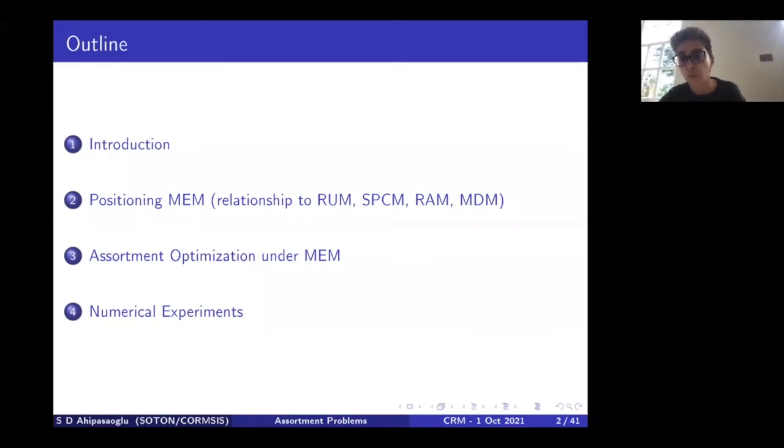And then I will define the assortment optimization problem under this particular choice model. And I will give you a bunch of theoretical results related to the complexity of the problem and the special cases that we can solve efficiently. And then we're going to finish with some numerical experiments.